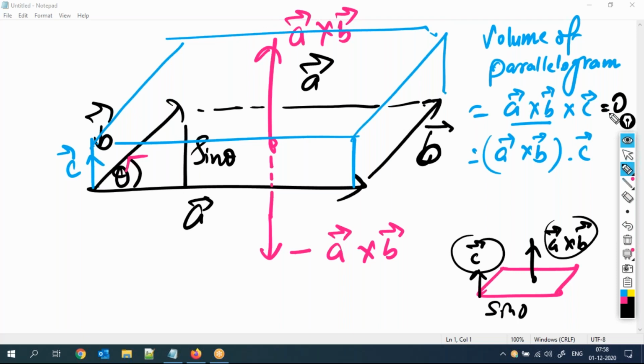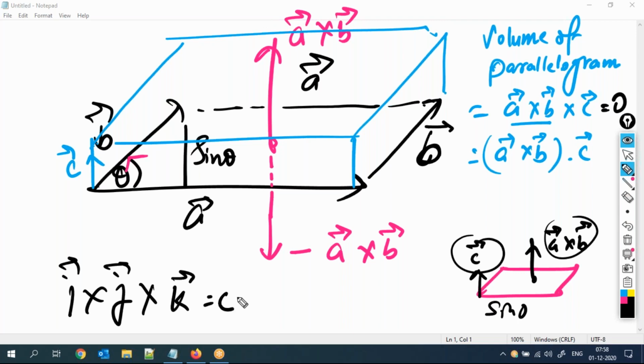Yes, sir. So what big lesson did we learn? i cross j cross k equal to 0. Why? This will become what? k. And k cross k equal to 0. Any question? No, sir.